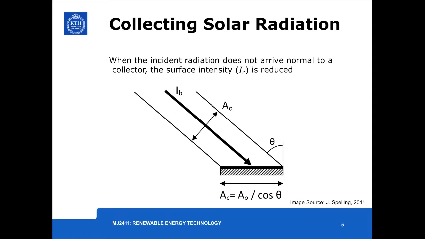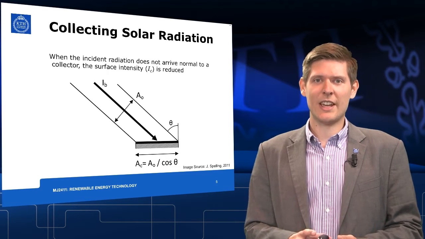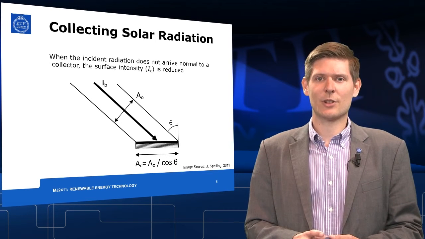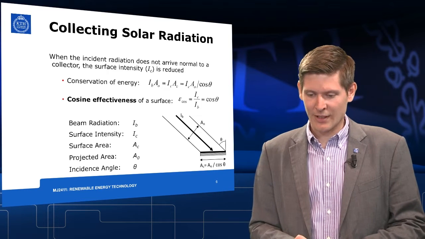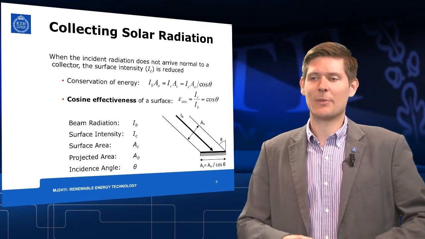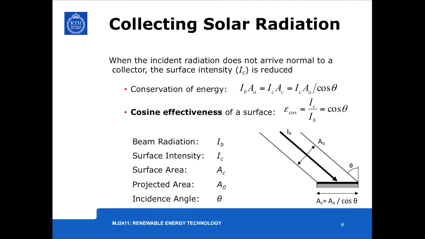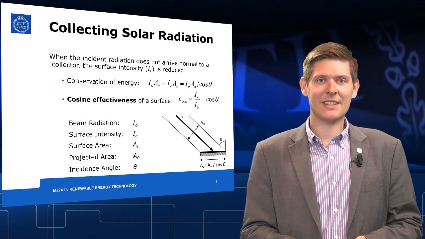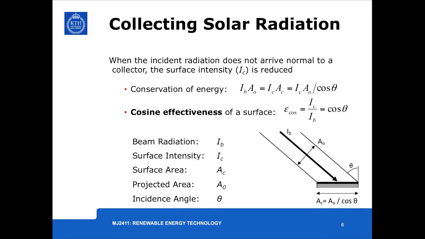Knowing the relative position of the collecting surface is very important, as the incidence radiation on the surface will decrease if the solar beam radiation does not impinge normally onto the surface. This effect can be calculated using a simple conservation of energy balance. It can be seen that the interception area AC is increased by the inverse of the cosine of the incidence angle. Thus, the surface intensity decreases because, of course, the total energy has to stay constant.